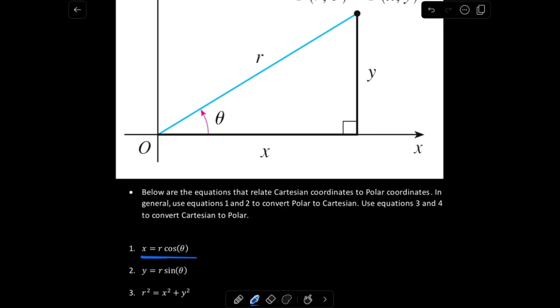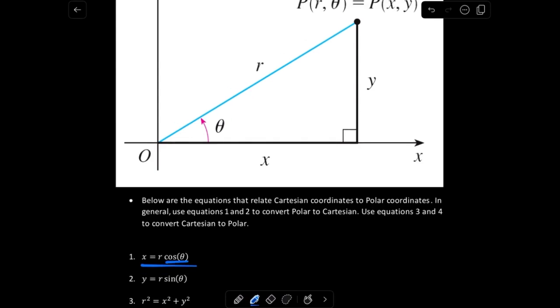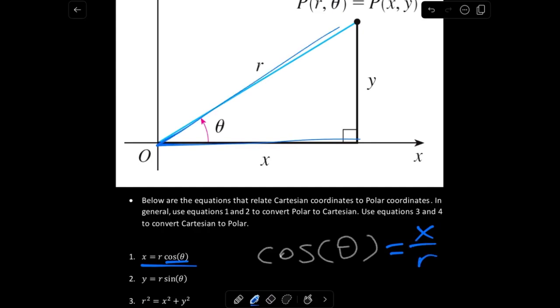X is equal to r cosine theta. So we have cosine theta involved. Let's look at cosine theta. Here's theta. Cosine is adjacent over hypotenuse. So here's the adjacent, x. Here's the hypotenuse, r, over r. And then we take the r over onto the other side. So we multiply the cosine theta by r, and we get r cosine theta is equal to x. X is equal to r cosine theta. That's how we get the first equation.